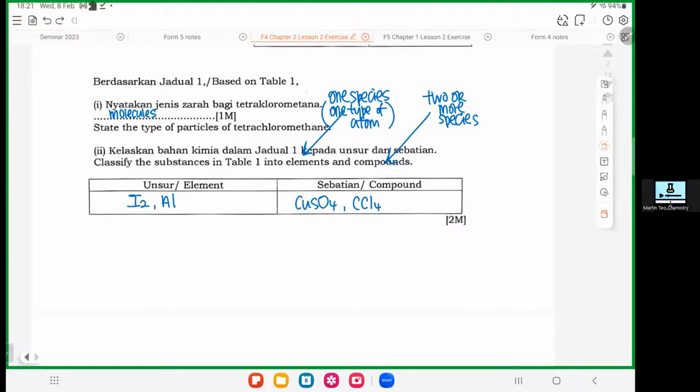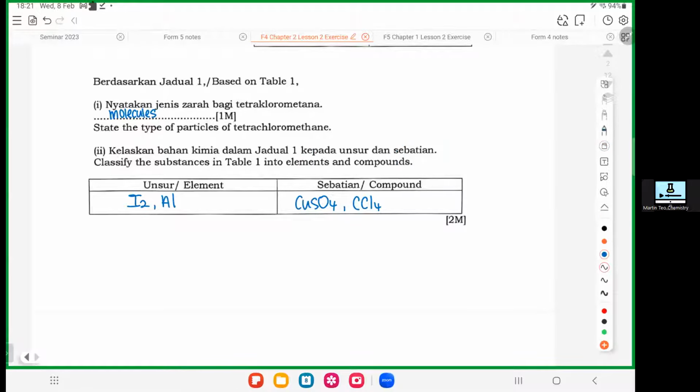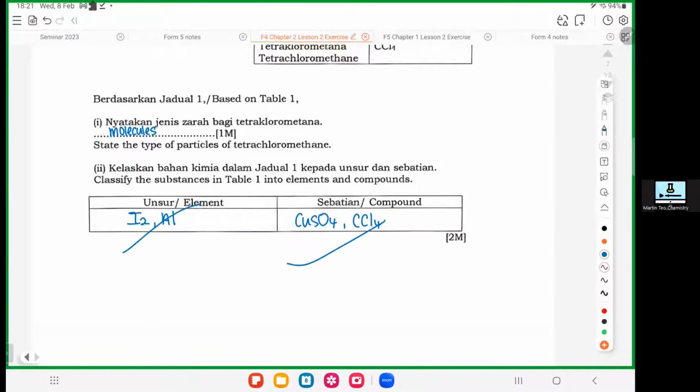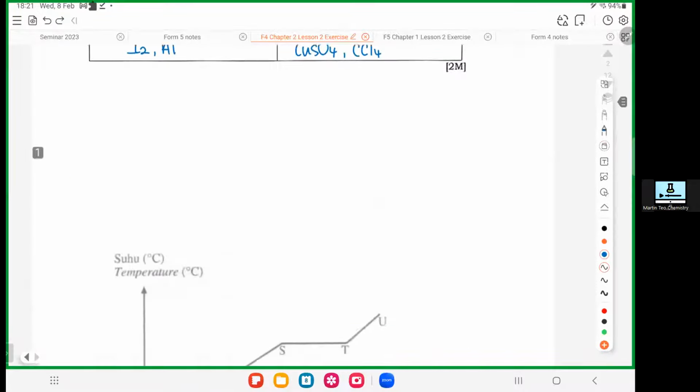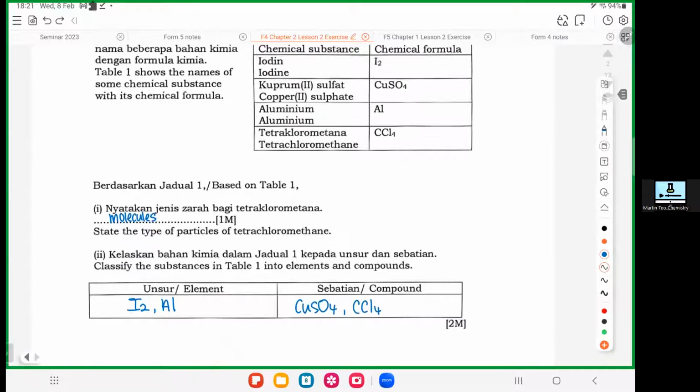So you see, this is exactly how they can ask the question for elements, compounds, particles when you come to your subjective paper. Okay, so we are done with this. All right. So how's everything? Is it okay for you?